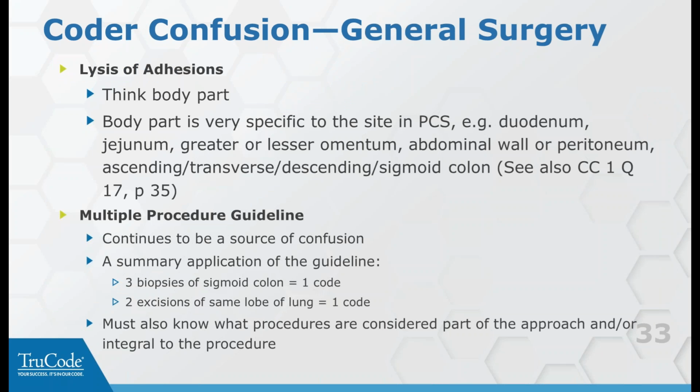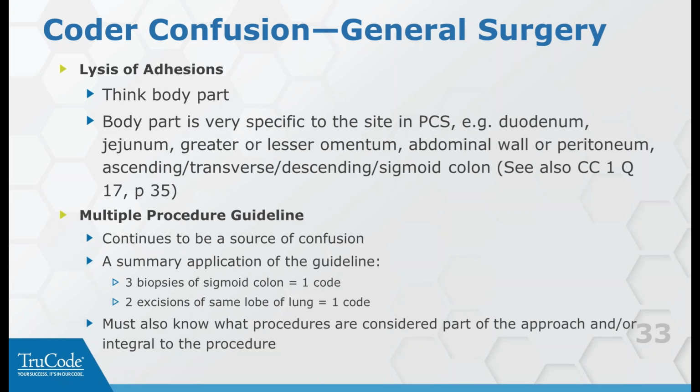Lysis of adhesions is another area that can cause some problems. You have to think about the specific body parts that the adhesions are attached to. And as I said earlier, PCS is very specific. The duodenum, the jejunum, the greater and the lesser omentum are all separate body parts. Abdominal wall, peritoneum, and the ascending, transverse, descending and sigmoid colon are all considered separate body parts. Be aware also that there's a coding clinic that just came out first quarter of '17 talking about peritoneal adhesions that you want to take a look at, because in some cases you're going to go with the broader, less specific body part depending on what's happening in your operative report.